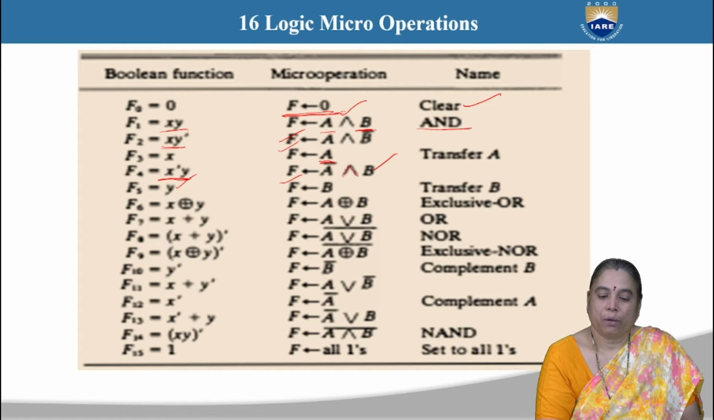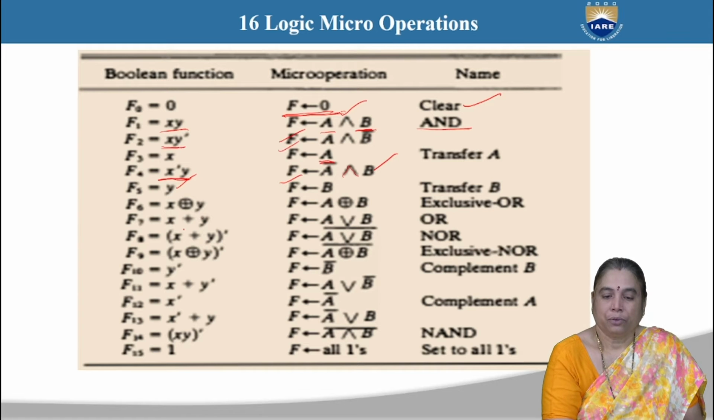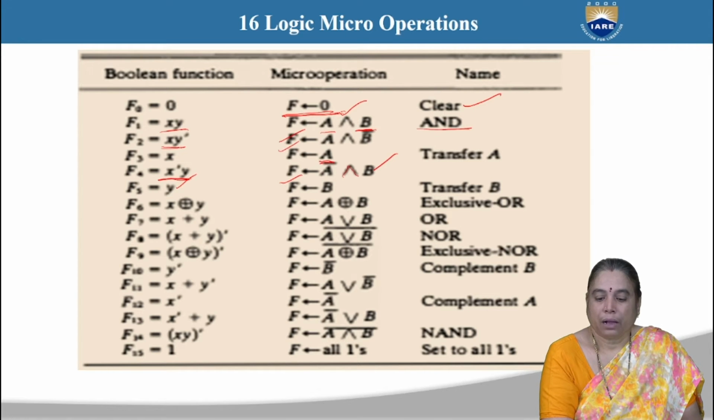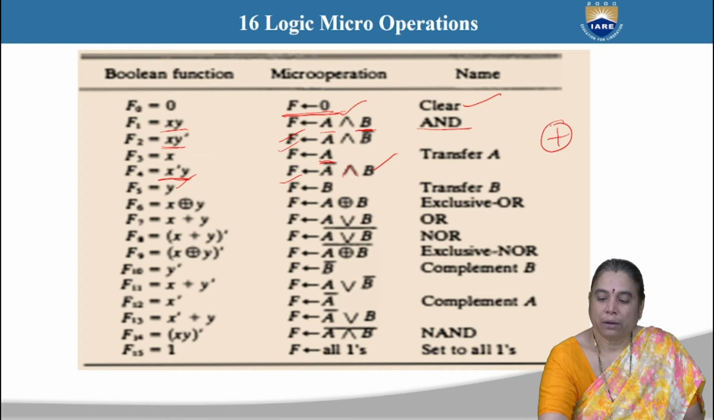Next logic micro operation is X exclusive OR Y. So the exclusive OR operation can be applied between the two numbers. How? In the RTL form, this micro operation can be represented as A register, exclusive OR symbol, which is a plus surrounded by a circle, and the B value. So here the exclusive OR operation is applied between the two registers A and B. The result can be stored in the F.